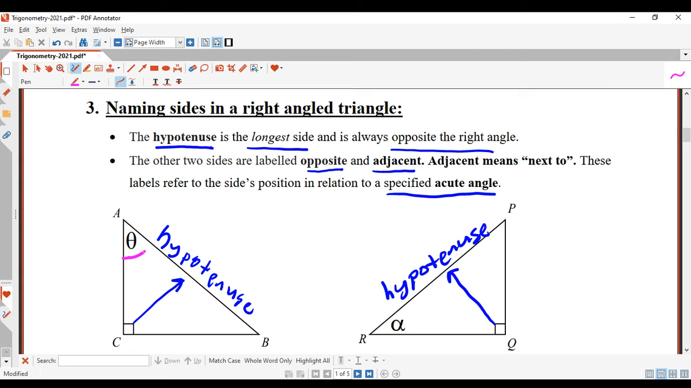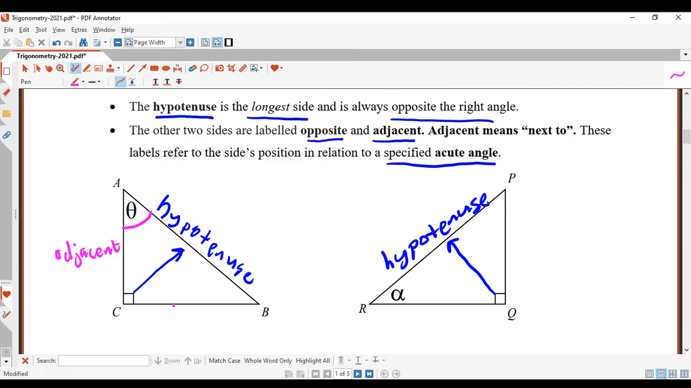For this angle here, the side next to that angle, that's the adjacent side. So label that as adjacent, A, D, J, A, C, E, N, T. Adjacent means next to. So this side here is next to the marked angle. Now this angle here, if we look at the side opposite that, that's called the opposite side. It's opposite to the given acute angle. The hypotenuse is opposite the right angle, but this side here, which we label opposite, is the side opposite to one of the acute angles. This acute angle here is marked theta, and that's how we know to use that angle.